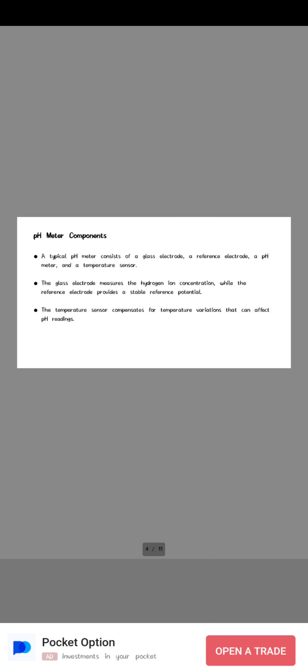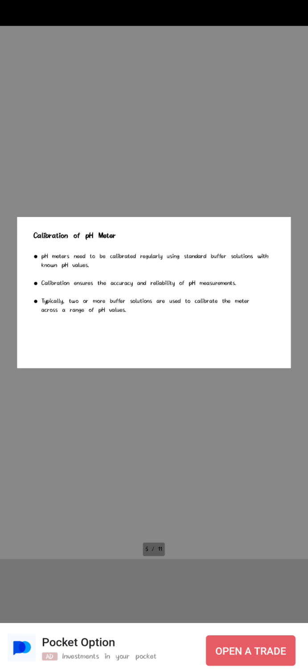pH meter components. A typical pH meter consists of a glass electrode, a reference electrode, a pH meter, and a temperature sensor. A glass electrode measures the hydrogen ion concentration, while the reference electrode provides a stable reference potential. The temperature sensor compensates for temperature variations that can affect pH readings.